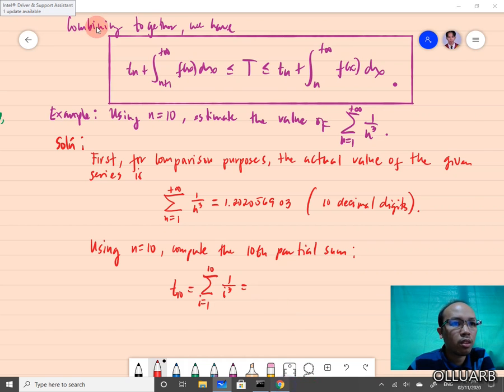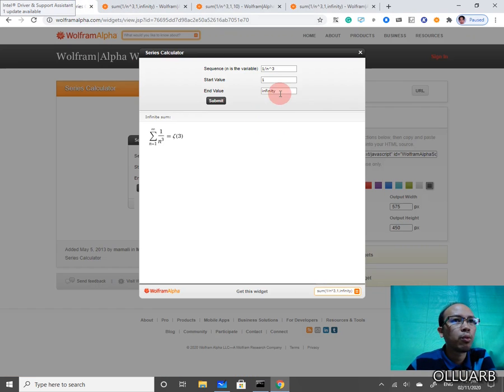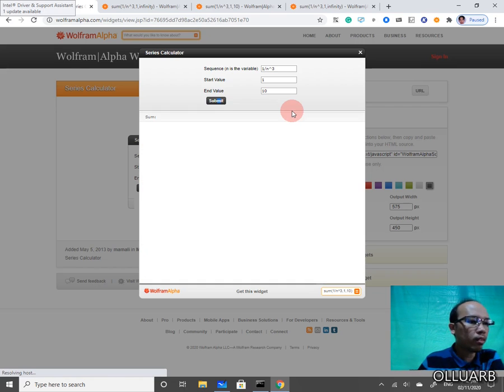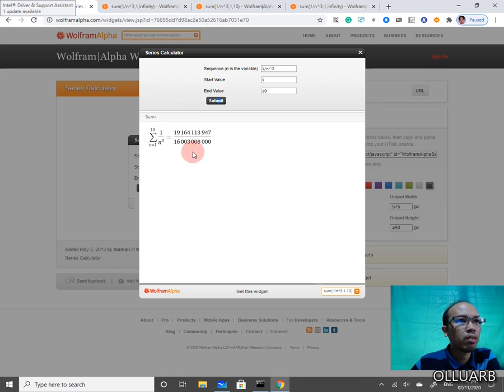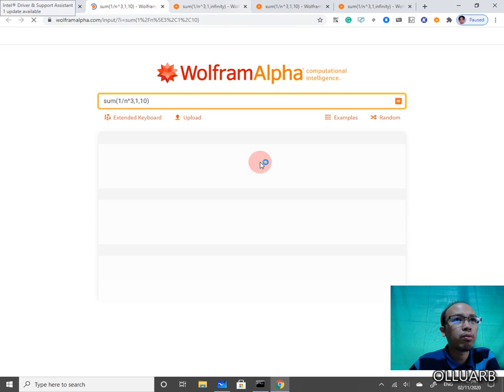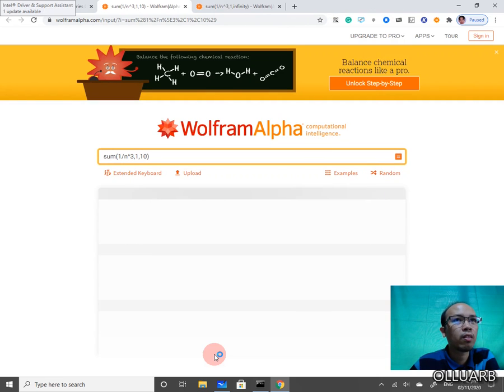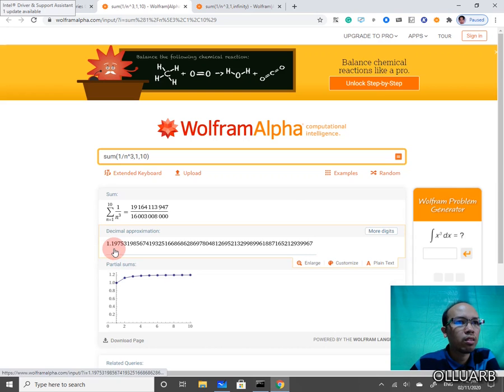Again, if you use the Wolfram website, replace the n value with n is equal to 10, and then compute again. The value is this one. This is the fractional form. So let's compute the decimal form, 1 up to 10. Okay, so the decimal form is this one, 1.19.